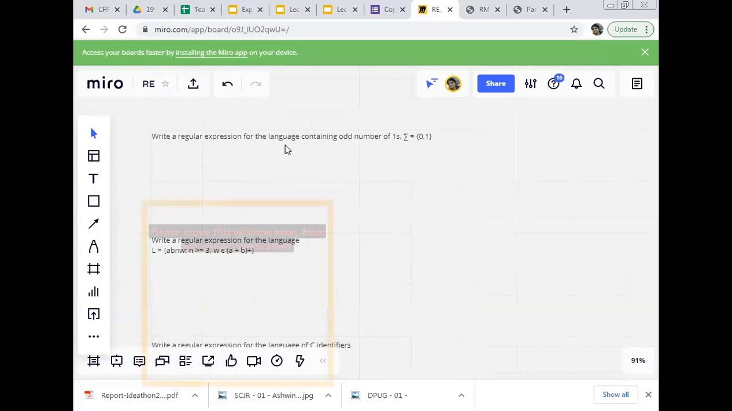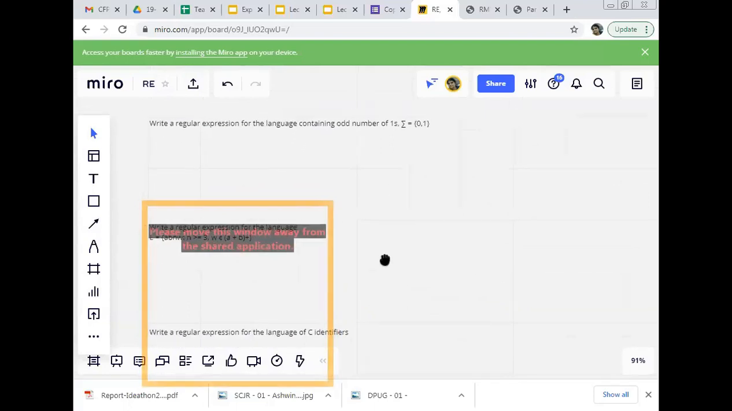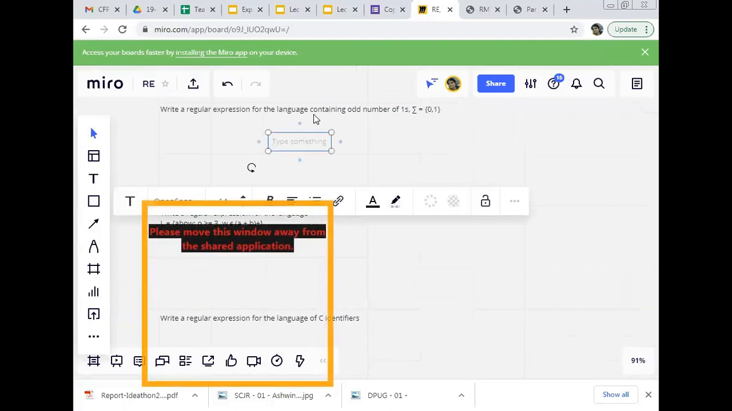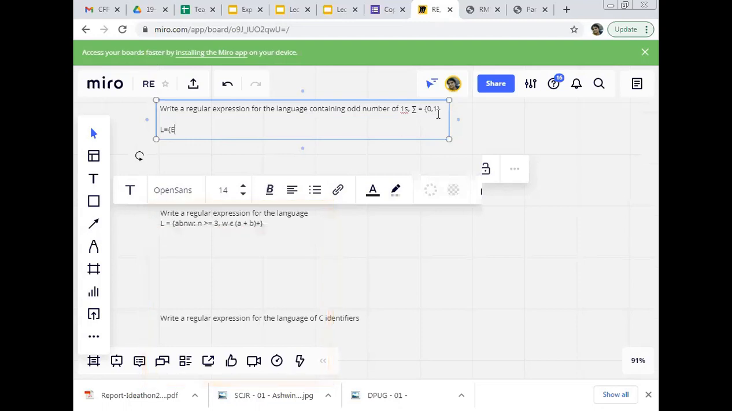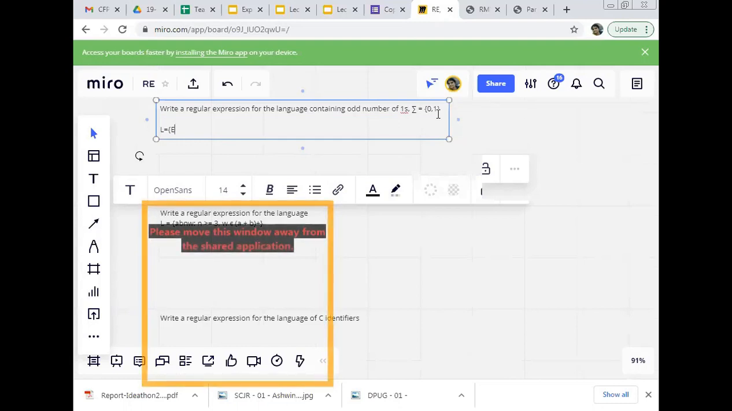Okay. Write a regular expression for the language containing odd number of ones. If I have even number of ones, I can make it odd, right? How to make it odd? In even number, we had epsilon. Can we have epsilon in odd number of ones?